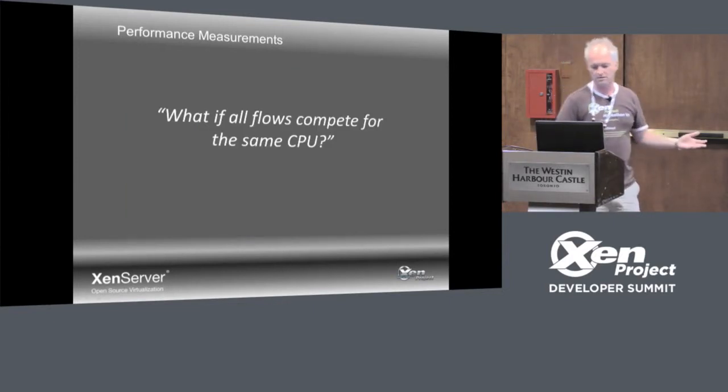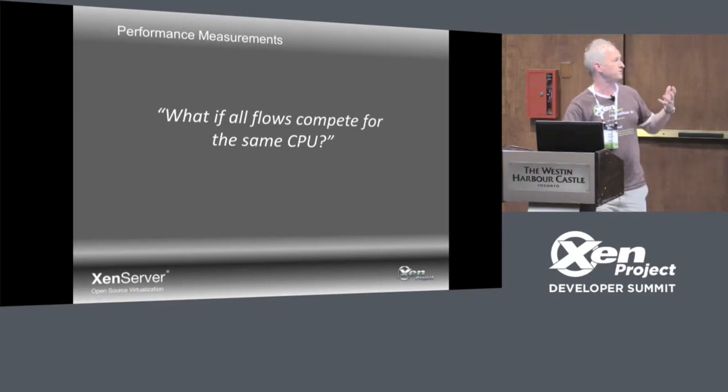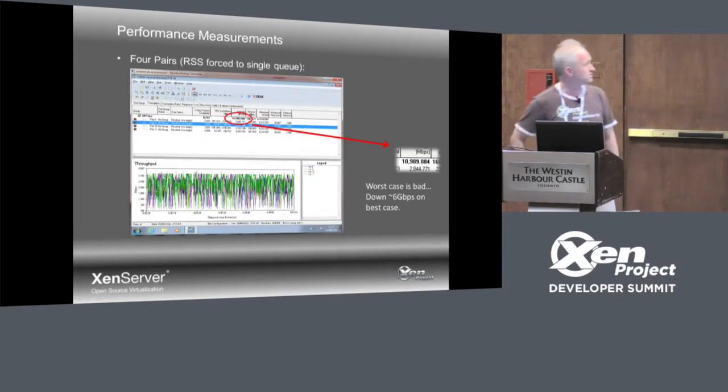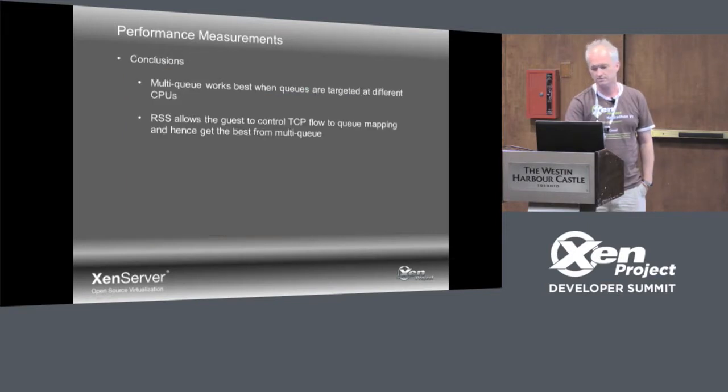So I can use RSS to synthesize an environment where all the flows are competing for exactly the same CPU, by putting an indirection table in that's full of 1s or full of 0s or whatever. So I did that. You can see bandwidth all goes down to about 11 gigs. So we're down about 6 gigs on the best case there. So it's a fairly severe performance impact that you get from a badly balanced set of flows.